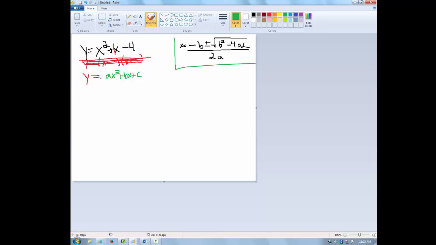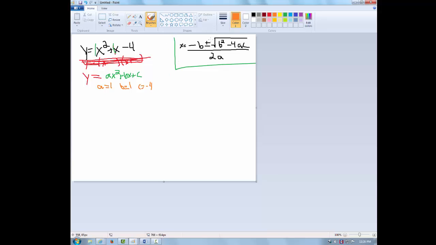So in this case, a would be the coefficient of the leading term, so the coefficient is 1 here. This coefficient is 1 as well, and this coefficient of c, which is just a number with no variable, is -4. So by looking at our equation given, we have a equals 1, b equals 1, and c equals -4.